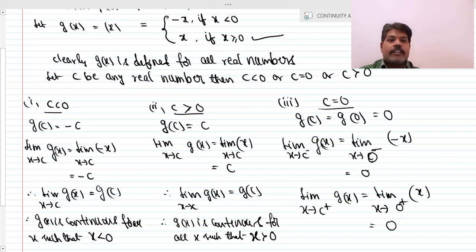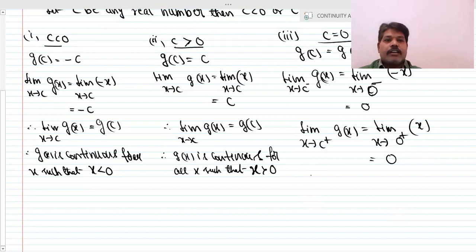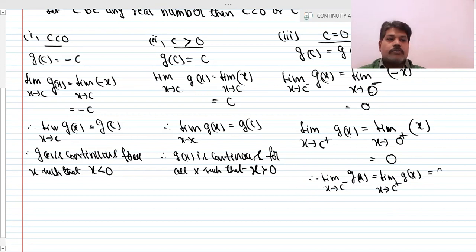So at the end we can write that the limit as x tends to C minus of g of x is equal to the limit as x tends to C plus of g of x, which is equal to g of C. Therefore g of x is continuous.